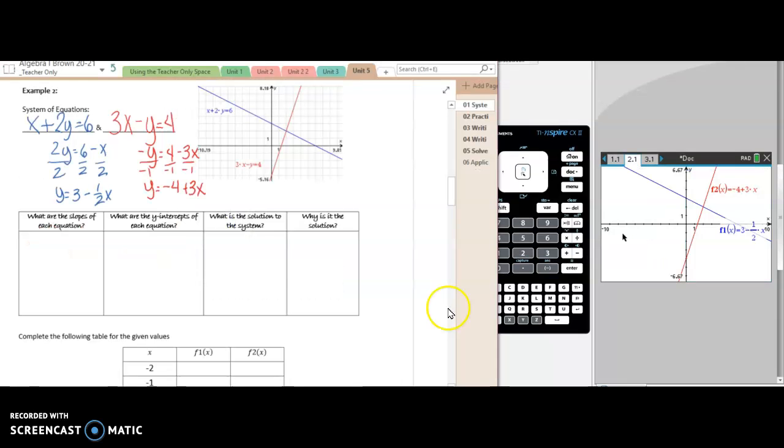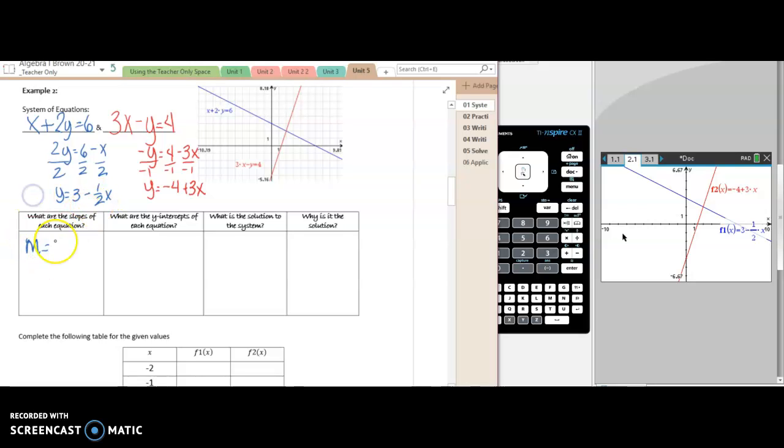Okay, so now I have solved for y. My first equation, x plus 2y equals 6, after I solve for y is y equals 3 minus 1/2 x. It asks what are the slopes of each equation and what are the y-intercepts of each equation. What's the solution and why is it the solution? Okay, so I need to know what the slope is. What is the slope of this line?